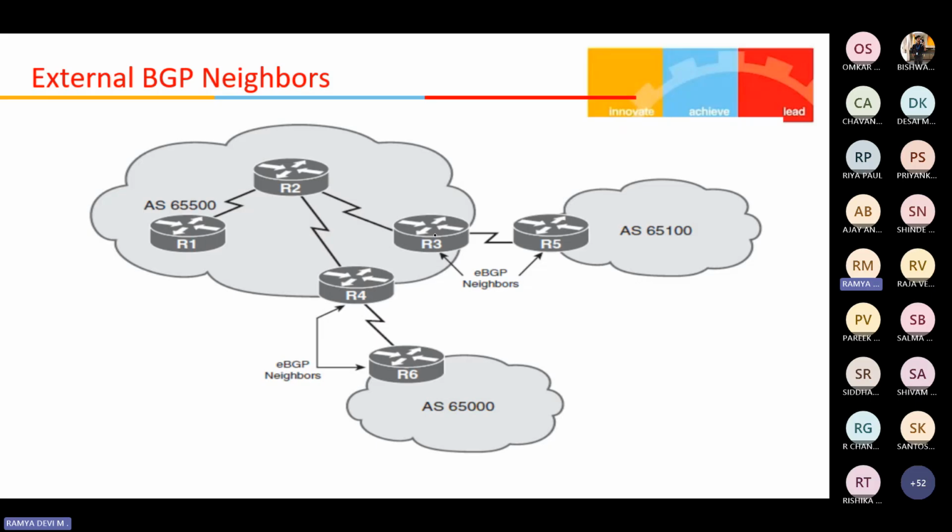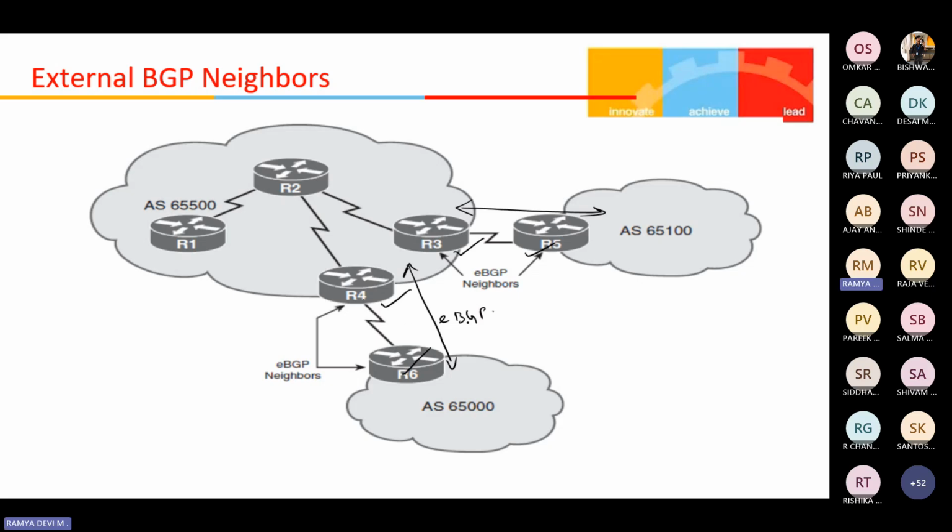So for BGP neighbors in this example, you have R3, R5, R4, R6. R4 and R6 want to exchange the information between these two systems. R3 and R5 want to share the information between these two autonomous systems. So they'll be running eBGP. In the autonomous system relationship, if they run on different autonomous systems and want to exchange routing information, then that can be done with the help of an eBGP connection.